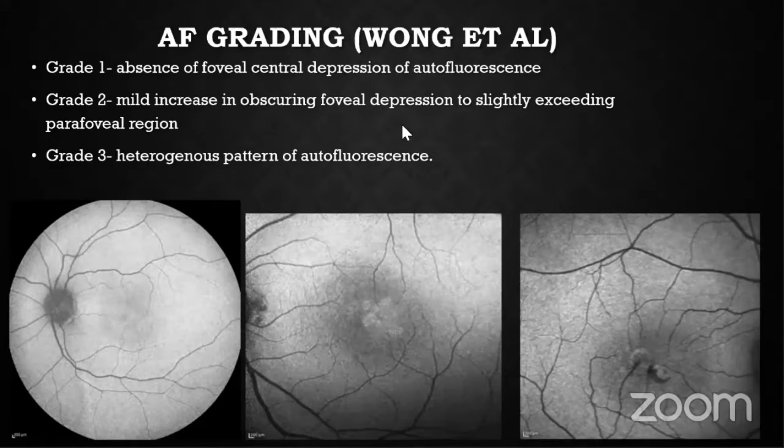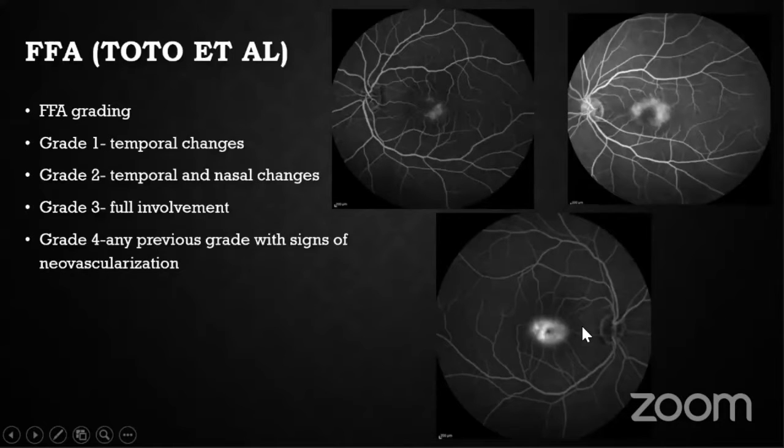Grade 1 is absence of normal reduced autofluorescence of fovea. Grade 2, mild increase in autofluorescence in parafoveal region. In grade 3, it is heterogeneous. FFA grading done according to Toto et al.